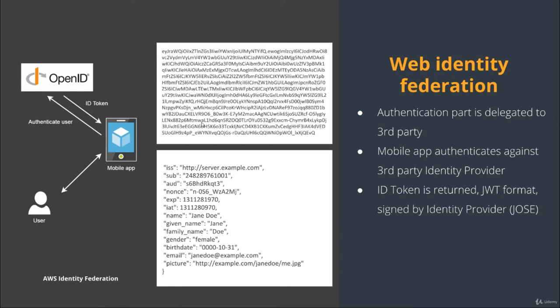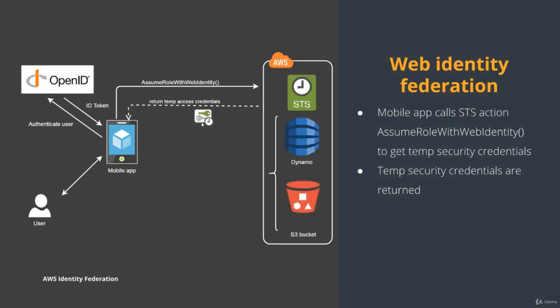On the next step, AWS does authorization. Remember that we created a role for every identity provider? This role will be assumed by mobile app users. And the mobile app user will be granted the same permissions that the role has.